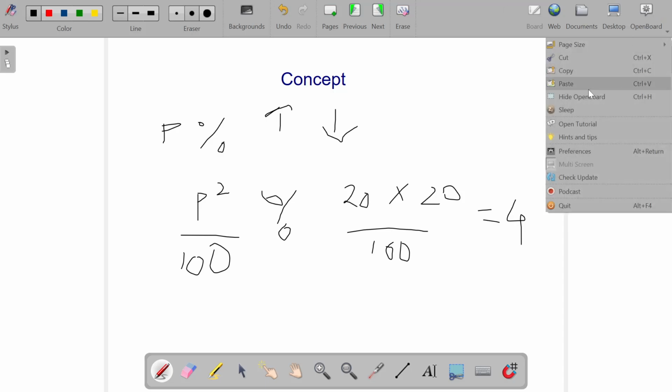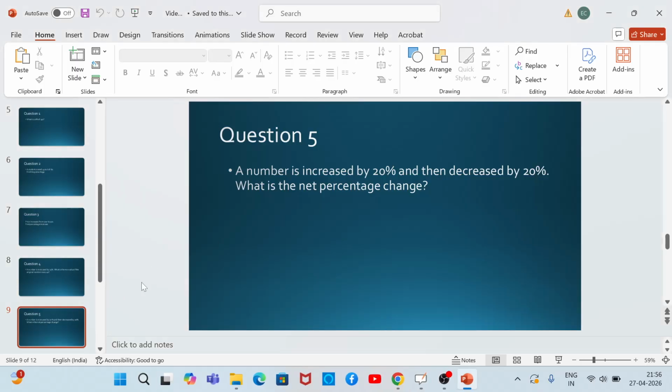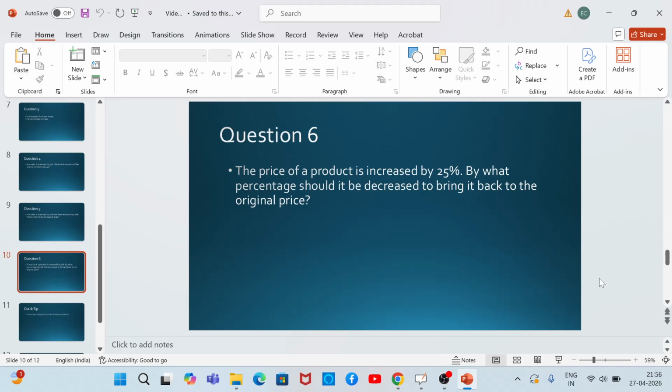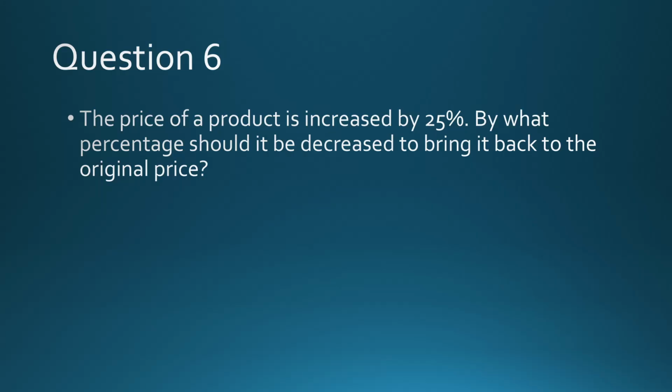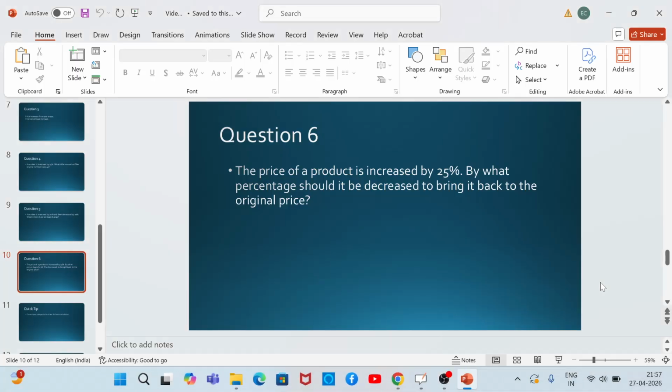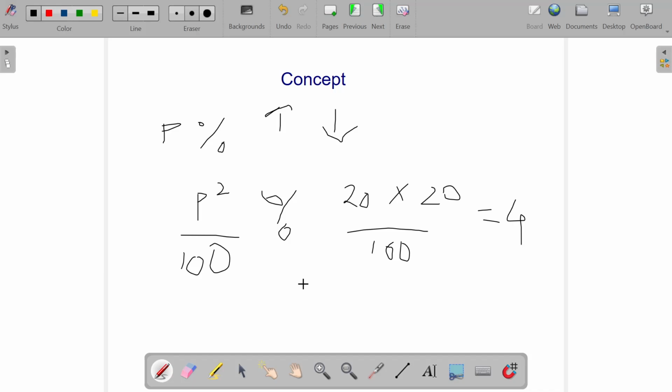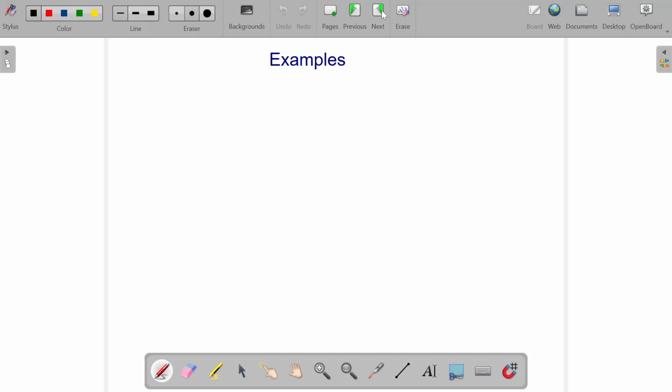Okay. So now let's move on to the last question of this video. The price of a product is increased by 25%. By what percentage should it be decreased to bring it back to the original price? So the price is increased by 25%. Again, in these questions when nothing is given, we assume the initial value to be 100.